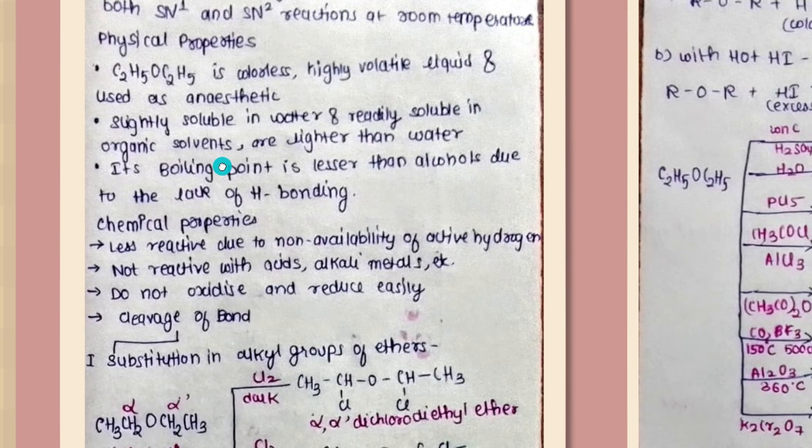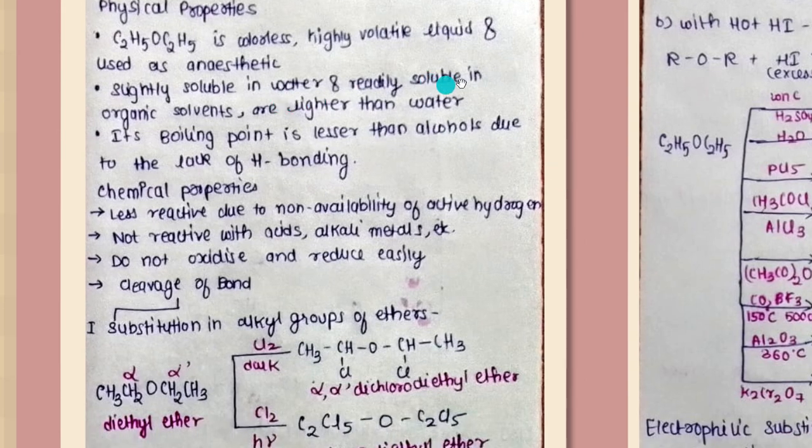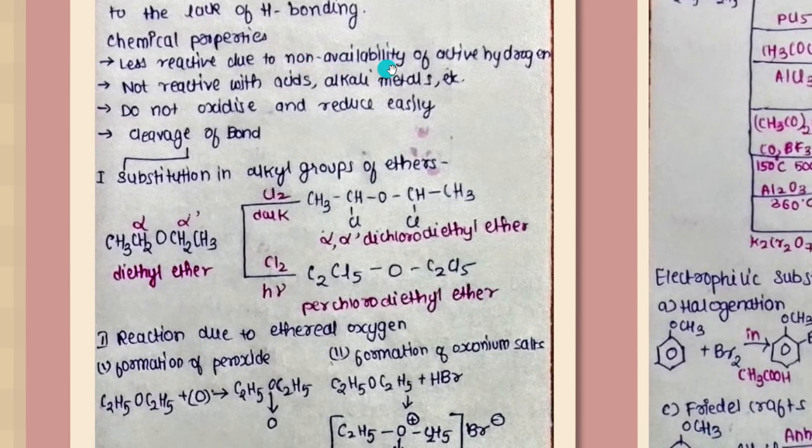Now coming to physical properties of ethers. C2H5OC2H5 is a colorless, highly volatile liquid and is used as an anesthetic. It is slightly soluble in water, readily soluble in organic solvents, and lighter than water. Its boiling point is lower than alcohols due to the lack of hydrogen bonding. Now, what are the chemical properties? It is less reactive due to the non-availability of active hydrogen, which enables hydrogen bonding.